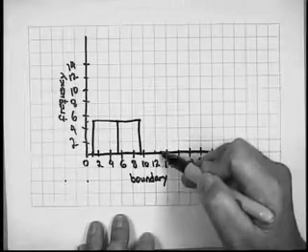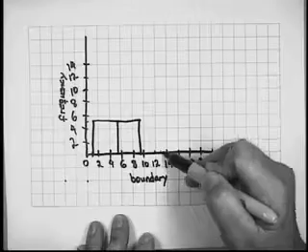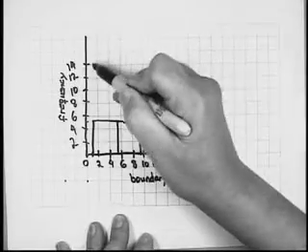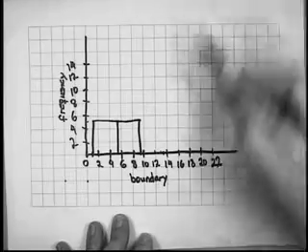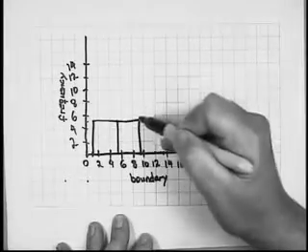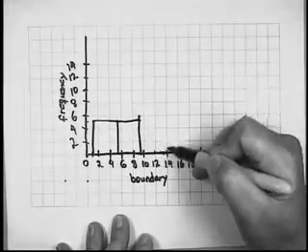13.5 is here, so you're going to go a little bit more. 13.5. Now this is kind of like a big one. This one is going to have a frequency of 6, so I'm going to have a frequency of 6.